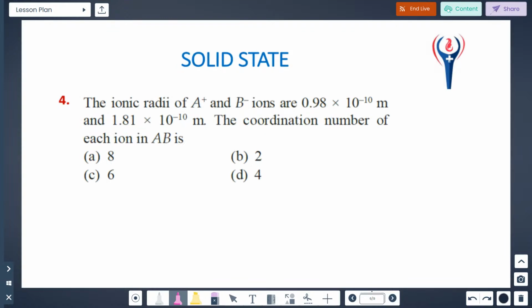Next one. The ionic radii of A plus and B minus ions are given. Okay, ionic radius is given. They are asking to find out the coordination number of AB.